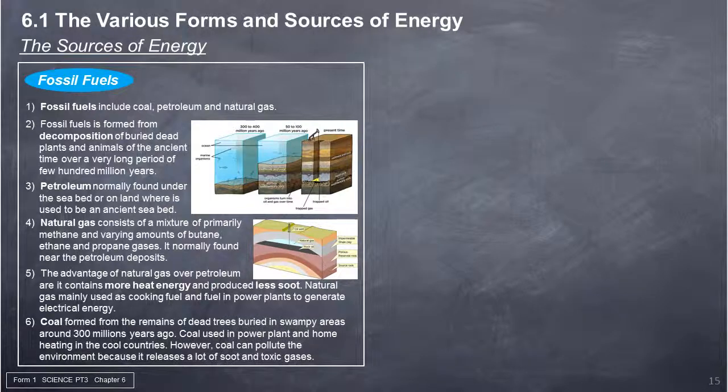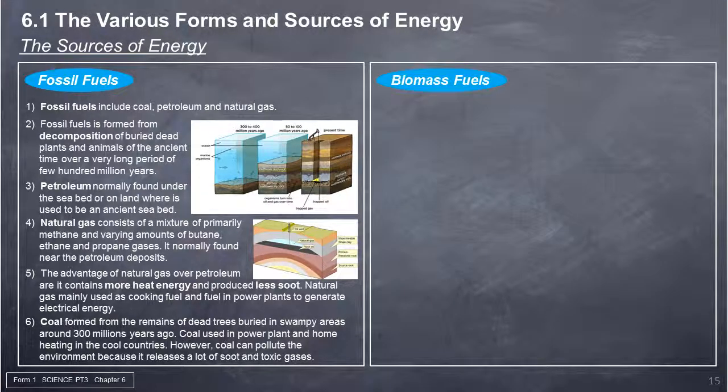6. Coal is formed from the remains of dead trees buried in swampy areas around 300 million years ago. Coal is used in power plants, and for home heating in the cool countries. However, coal can pollute the environment, because it releases a lot of soot and toxic gases.